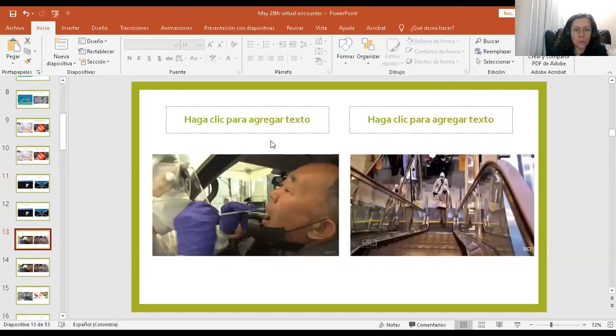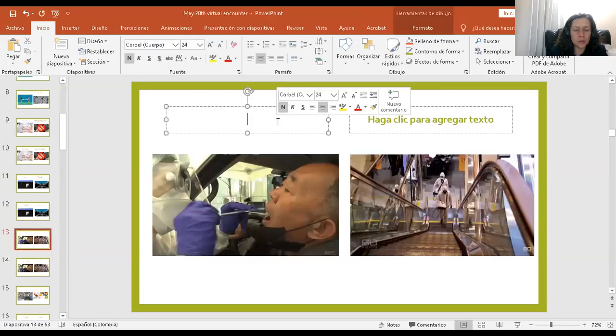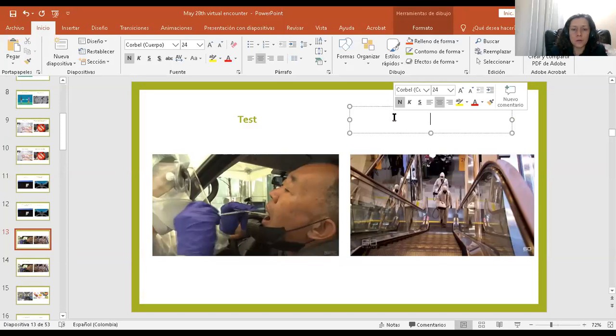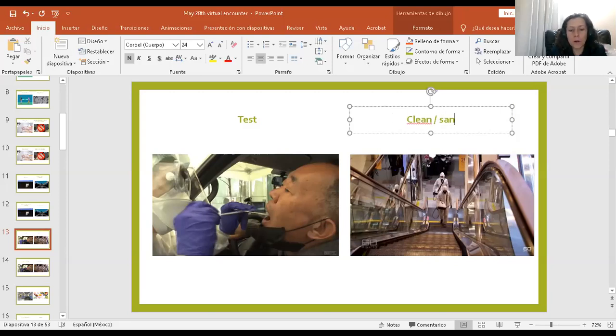Henry, what word would you use for this picture to label it? Examinations. A test. Yep. And this one? That one could be cleaning. Yep, clean. Okay. The other one is sanitize. Sanitary, yep. Sanitize. Okay.